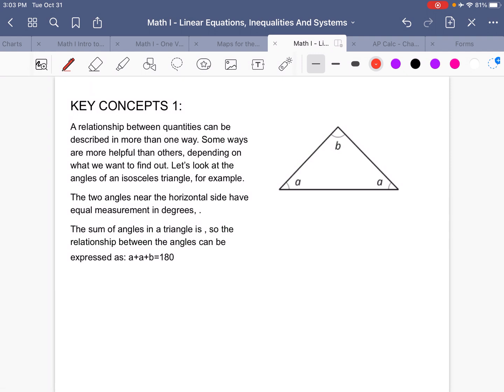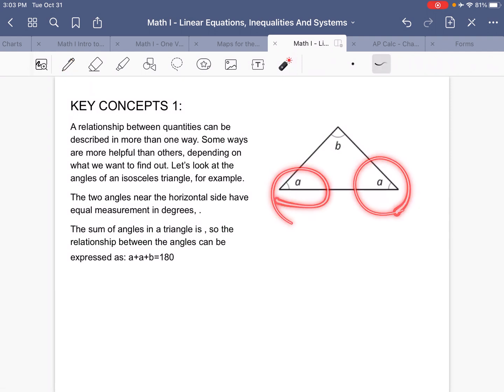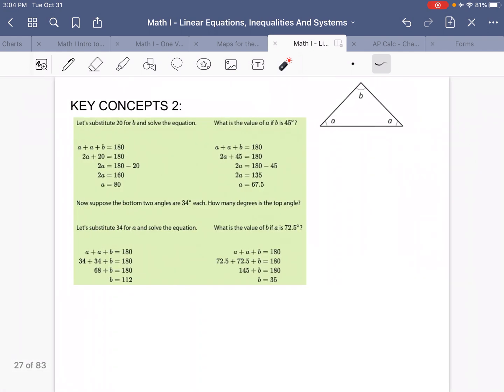So if we take a look at this triangle over here, we've got two angles that are the same measure. The sum of angles in a triangle is 180. I don't know why that's not in there. So the relationship between the angles can be expressed as A plus B equals 180.